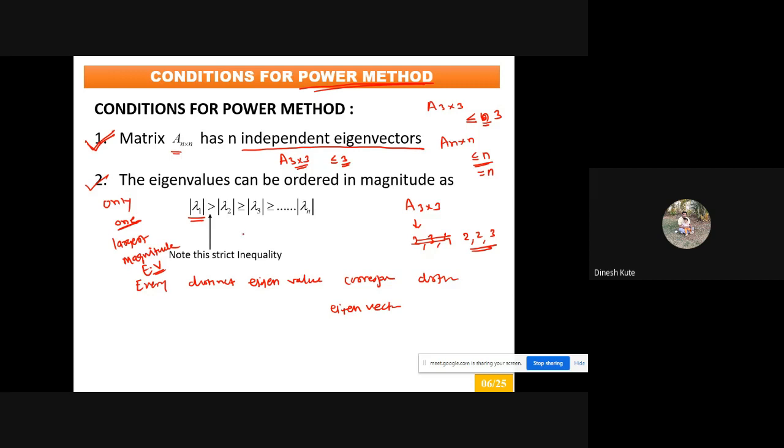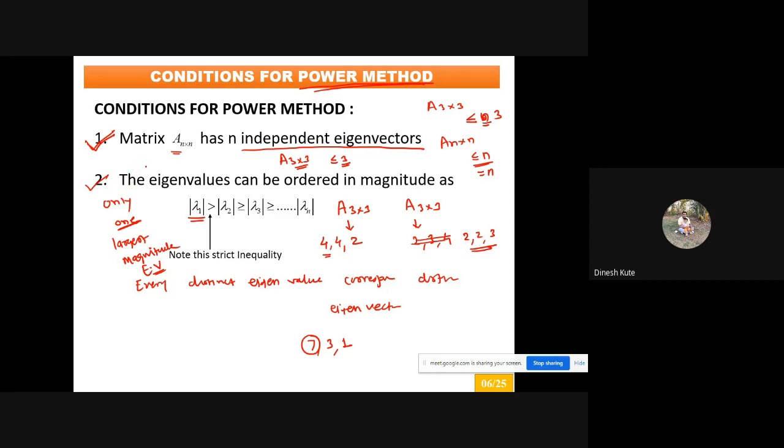For example, if I consider a matrix of order say 3 by 3, and I take the eigenvalues to be say 4, 4, 2, here the largest eigenvalue is 4, which is not unique, meaning the power method fails in this particular case. But if I consider the eigenvalues to be say 7, 3, and 1, your largest eigenvalue is 7, which is unique, meaning you can apply this power method. Are these two conditions clear to everyone?